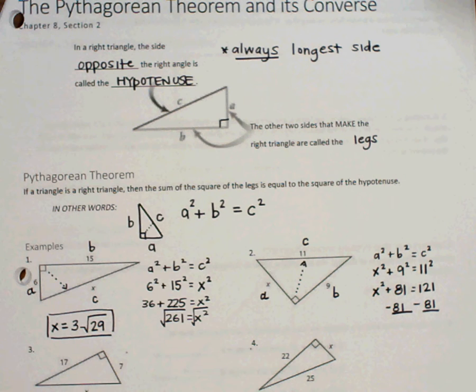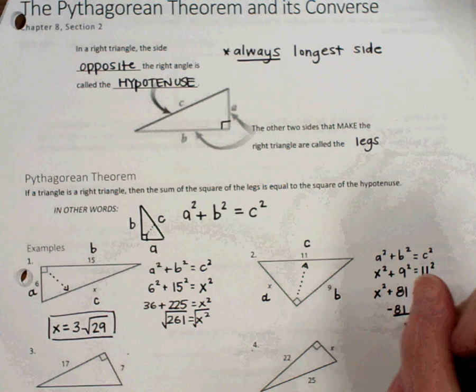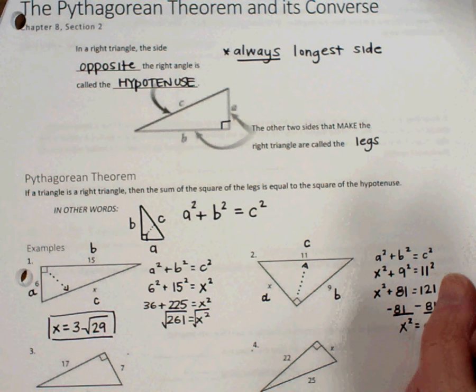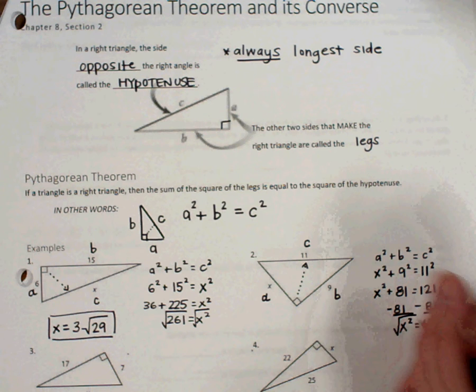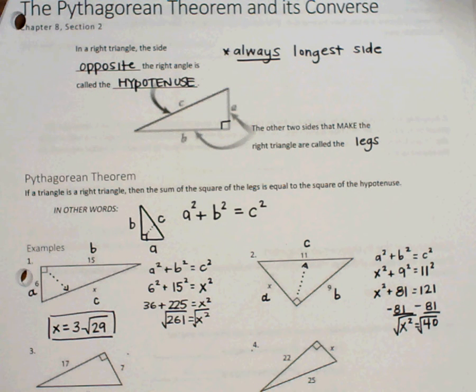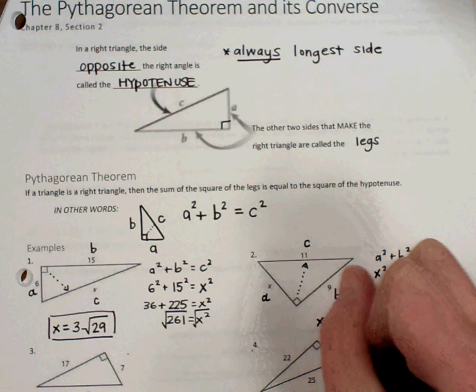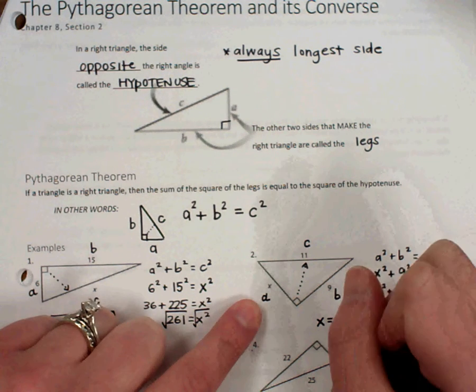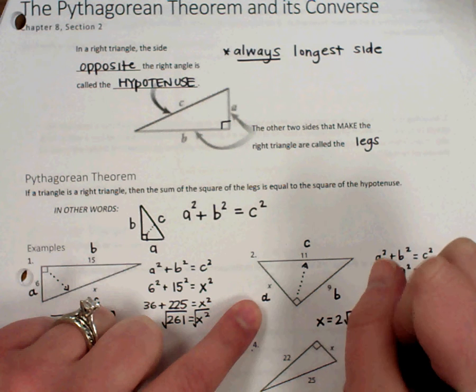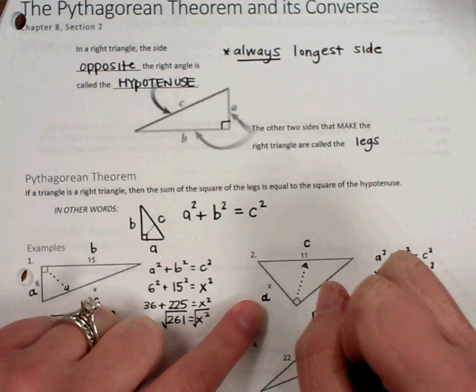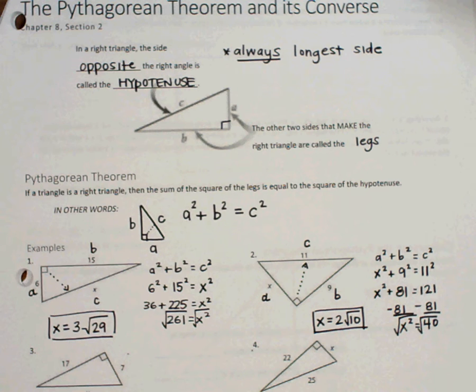That leaves me with x squared equals 40, and now we can find the square root of 40. The length of our second leg here is 2 square roots of 10. Try examples 3 and 4 on your own and check your work in the completed notes.